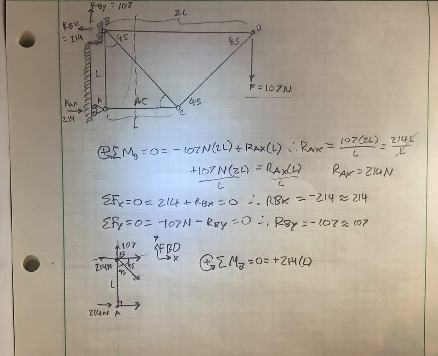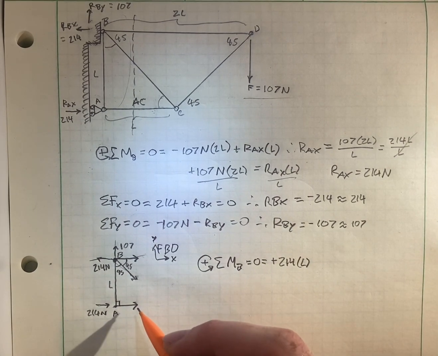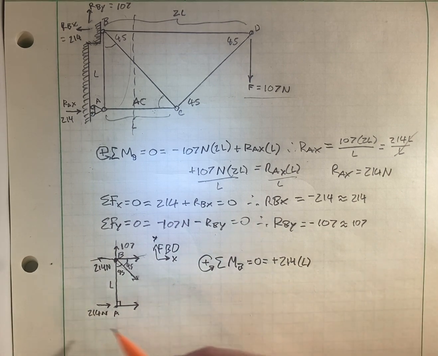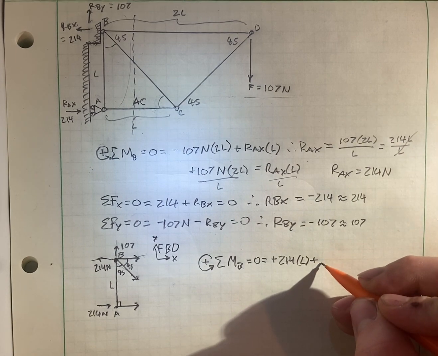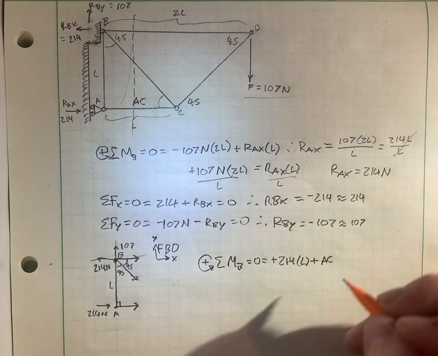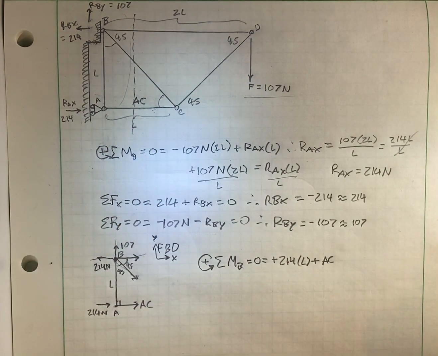And we also have the internal force at A, right? So that I also drew going this way, the same way as that one. So it's also going to be positive. We'll just call it A. Or I guess we'll call it AC, right? Because that's what we labeled it. That's what we're looking for.